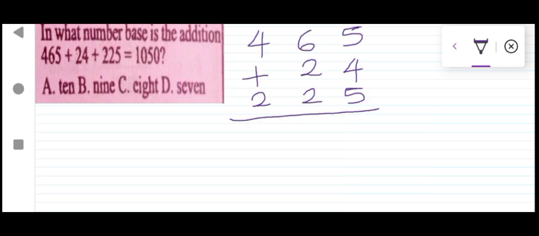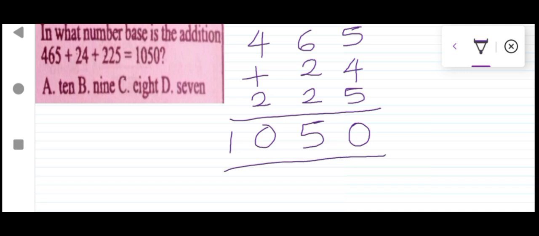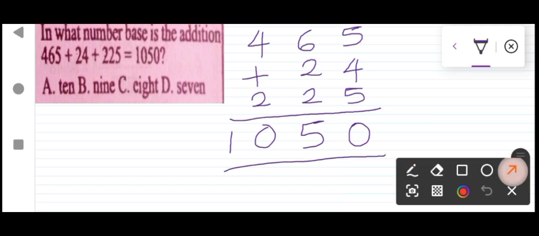So we want to figure out what the base is. And to do that, we're going to try the options one after the other. So the first option says 10. So let's try base 10 and see if this is okay. So we have base 10, base 10, base 10.